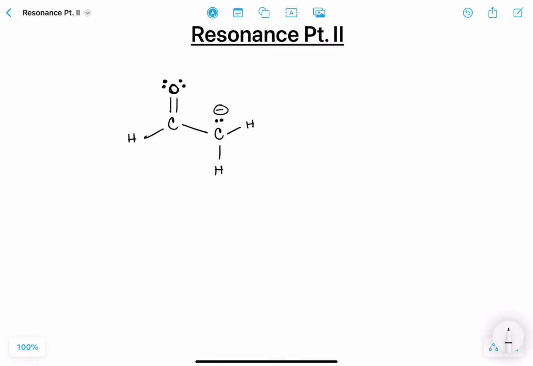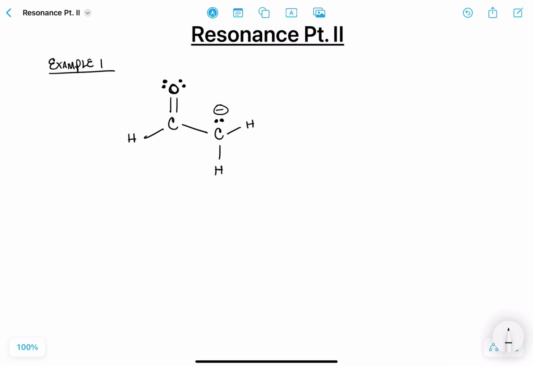In this lesson, we're going to continue to flesh out the concept of resonance. We're going to do a few examples, and we'll start with the one drawn here. So we'll say example 1. All right, and so if we look at this structure, we see that there is a set of lone pairs adjacent to a double bond.